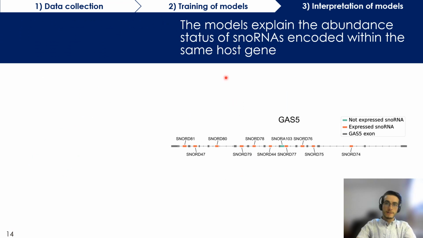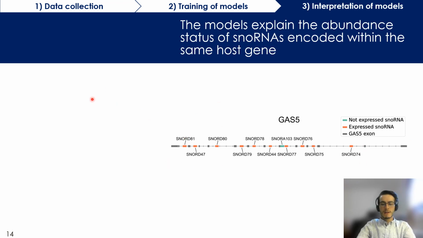So on this slide, I'll try to answer one of the questions I asked in the beginning, which is why snoRNAs encoded within the same host gene can vary so much in terms of abundance. Here we have an interesting host gene called Cas5, which is a long non-coding RNA. It encodes 11 snoRNAs, 10 of which are expressed, in orange, and 1 that is not expressed, in blue here. What's interesting is that our predictors accurately predicted the abundance status of all of these snoRNAs.